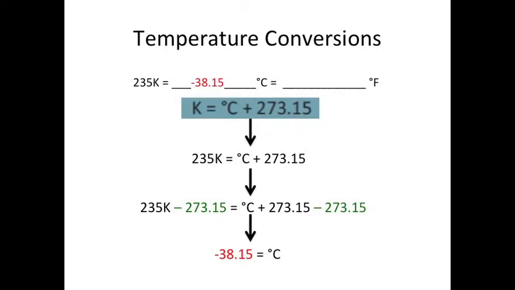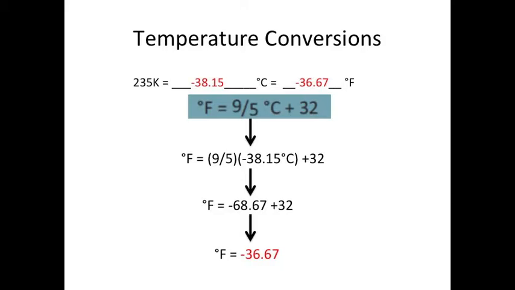This problem asks 235 Kelvin equals what in degrees Celsius and what in degrees Fahrenheit? So let's take our Kelvin equation. And for this one, we're going to want to subtract 273.15 from both sides. That will give us our degrees Celsius, which in this case is negative 38.15.